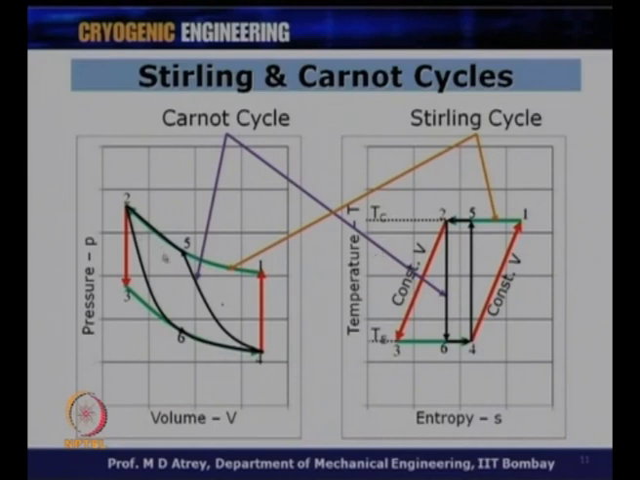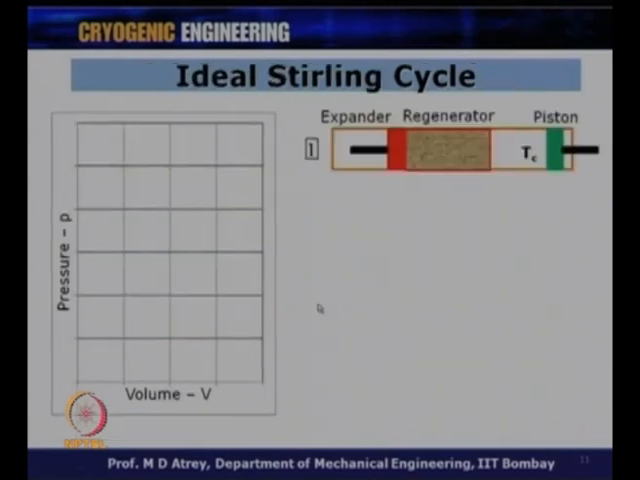Alright. So, this is what it would look like if I were to compare a Stirling cycle with a Carnot cycle. Now, ideal Stirling cycle, how can it be realized? If I want isothermal compression, constant volume heat rejection, isothermal expansion, and constant volume heat addition, I have to look for some kind of a process which will be realized in practice.